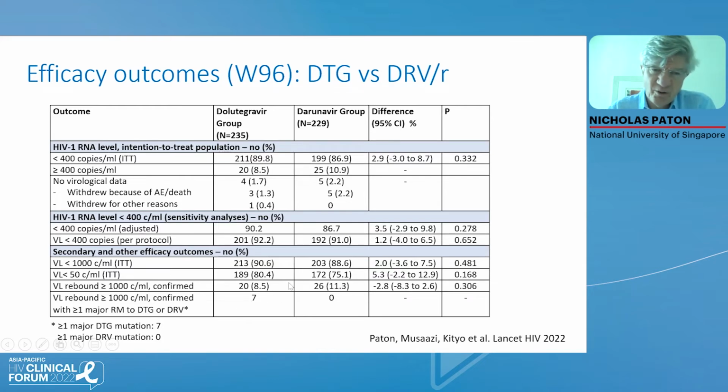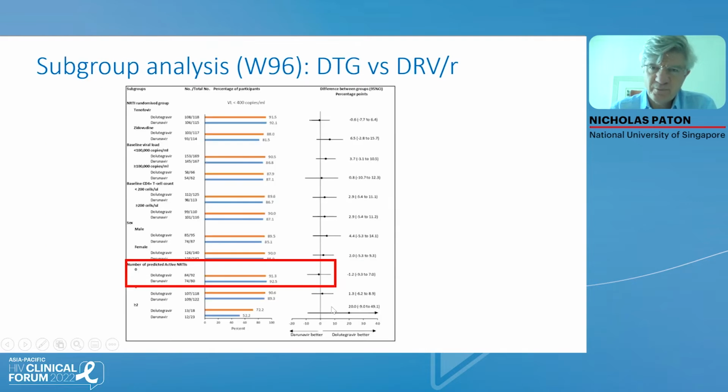The interesting finding here was the resistance, though. In the dolutegravir group, there were 7 people who developed dolutegravir resistance during the trial versus none who developed darunavir resistance. And I'll come back to that later.